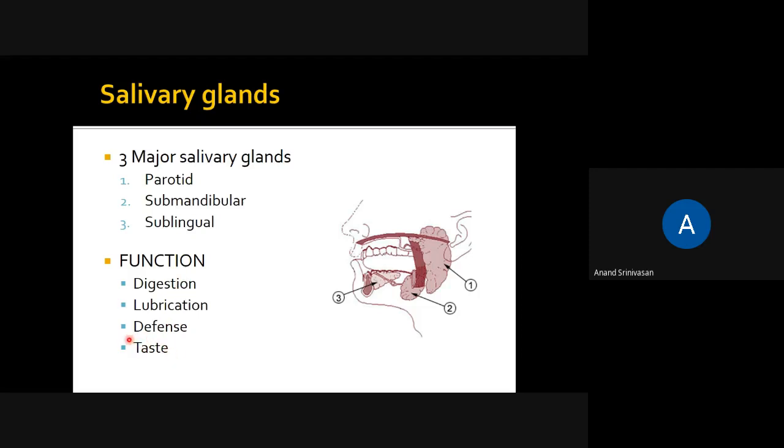When it is liquid, it goes inside and stimulates the taste buds, so that we are able to feel the taste better. So that's the help of the salivary glands: parotid, submandibular, and sublingual glands. There are three major salivary glands, one on each side.